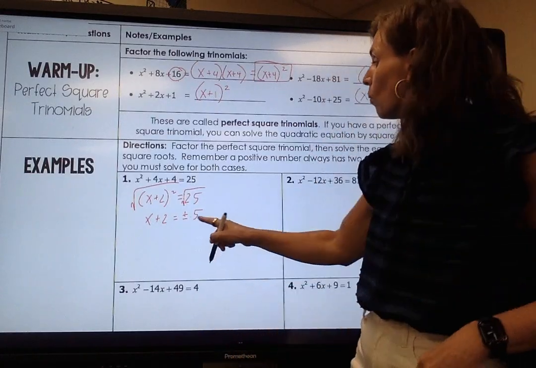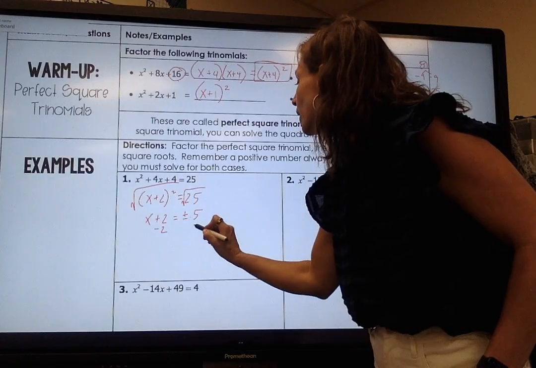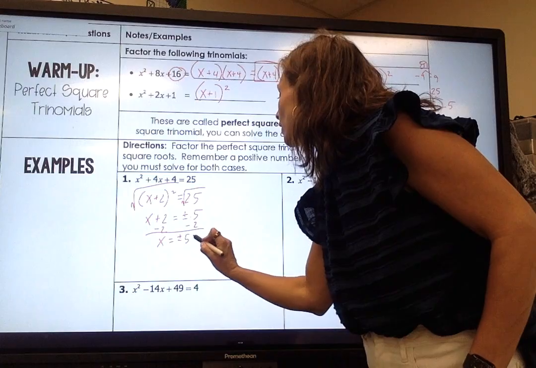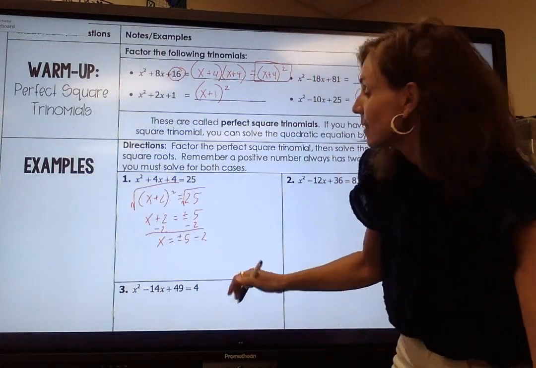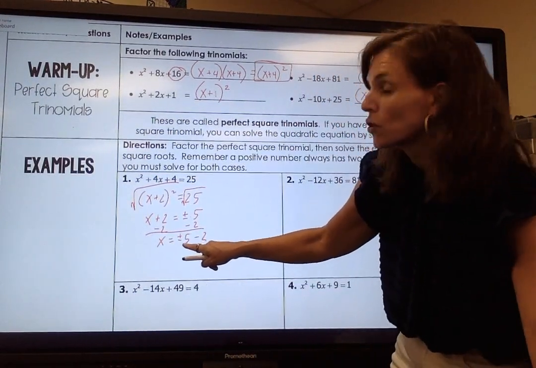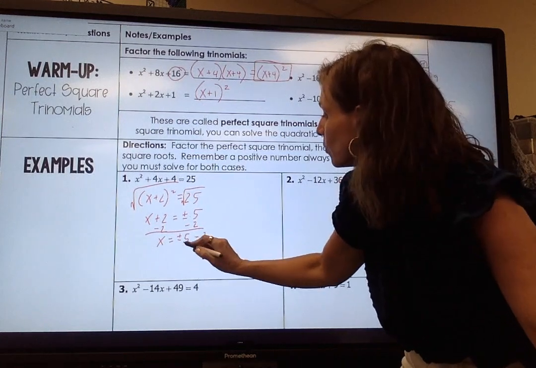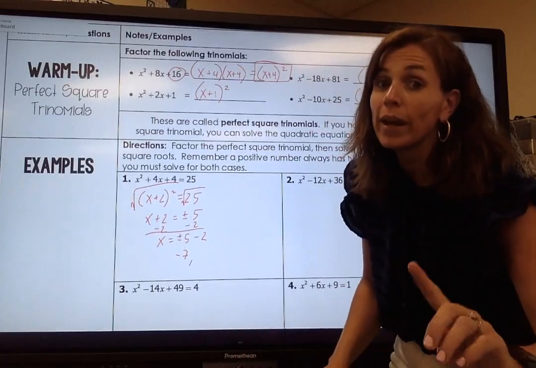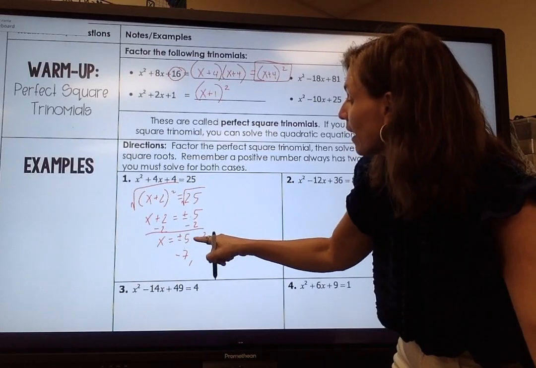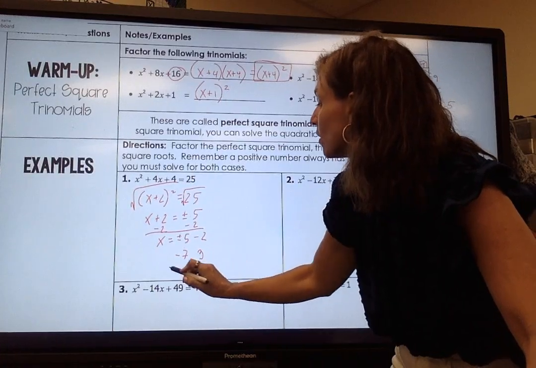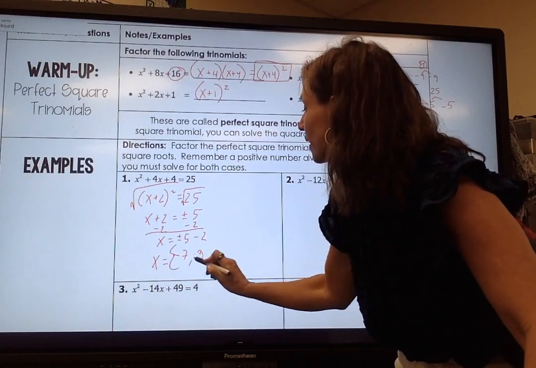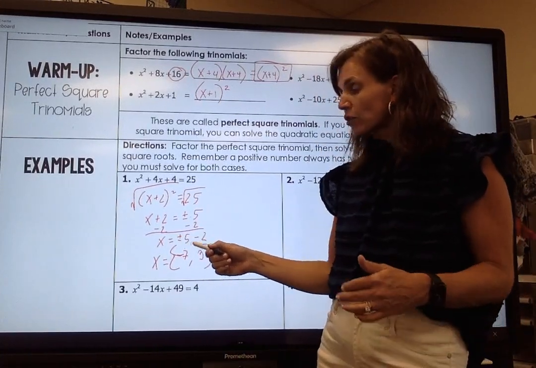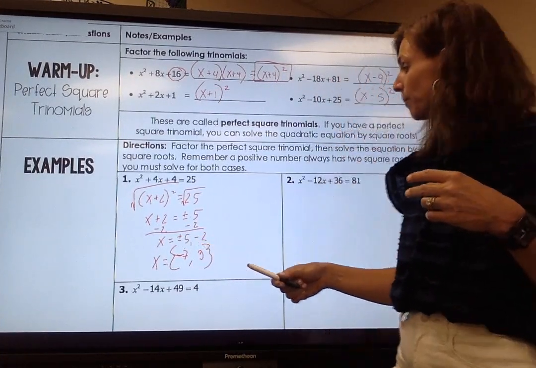Now, watch what this means. When you subtract 2 on both sides, you have to do this equation 2 times, because this can be negative 5 or positive 5. So I'm going to start with the negative, and I'm going to do negative 5 minus 2 is a negative 7. When 5 is positive, I get 5 minus 2, which is 3. So my answers here are going to be negative 7 and 3. So just be careful there, because you've got to do that equation 2 times, right?